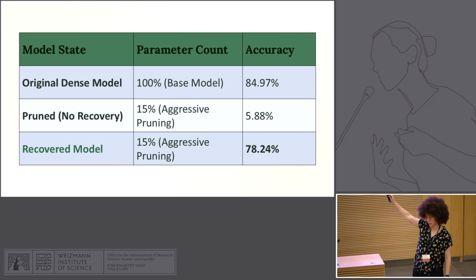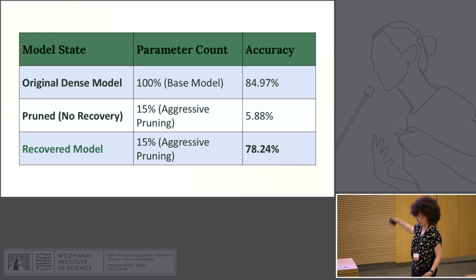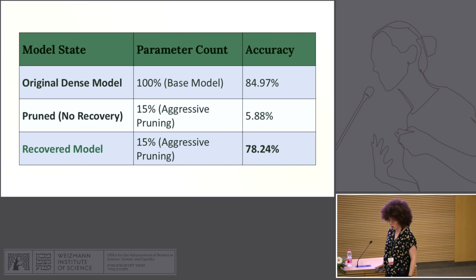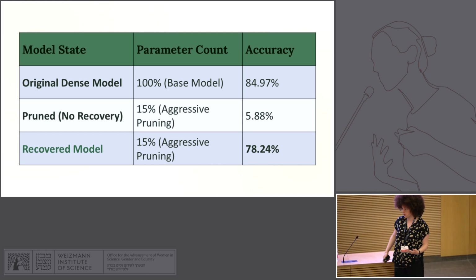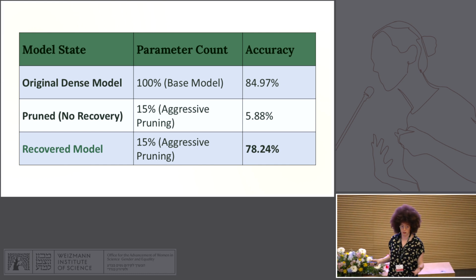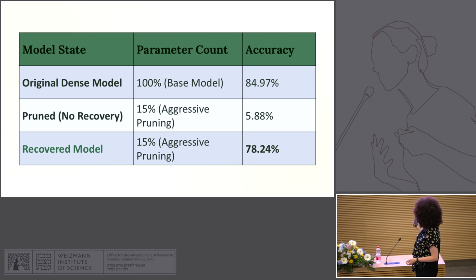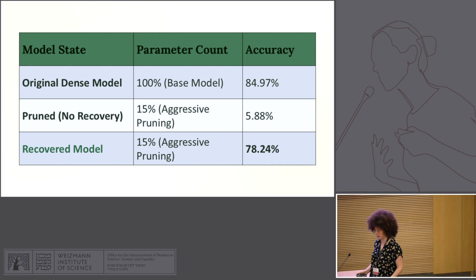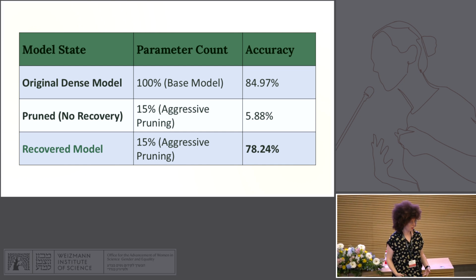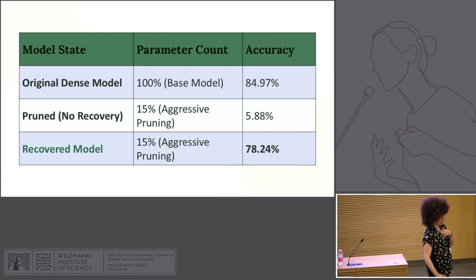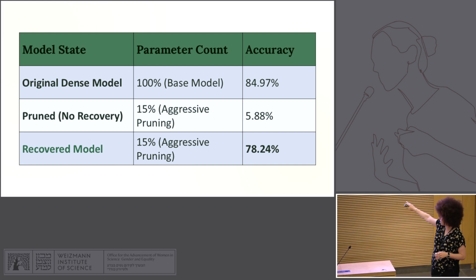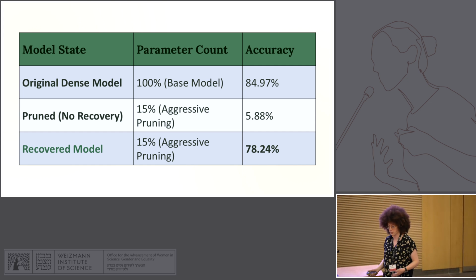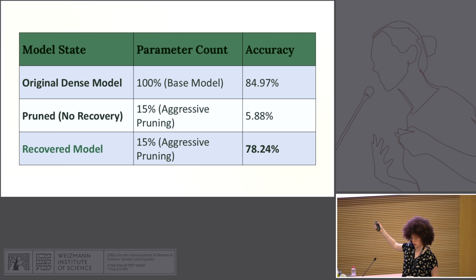We have here the original dense model, and we have here its accuracy, how accurate it is at its task. And its original accuracy is almost 85%. We then prune this model. We do some sort of aggressive pruning. We get to 15% of its weights remaining. And we can see the accuracy absolutely plummets. It doesn't even get to 6%. This model is very, very bad. But then after using our recovery method, the number of parameters remains the same, right? We still have 15% of the parameters, but the accuracy climbs back up. It's now 78%. It's very close to the original dense model.